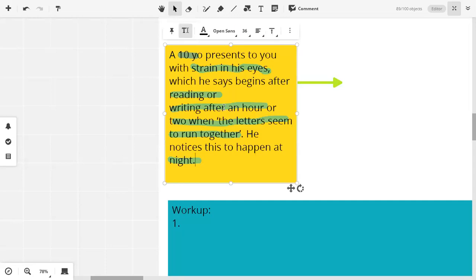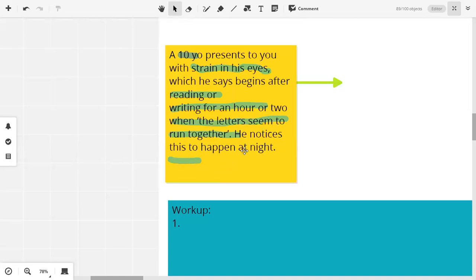Reading or writing for an hour or two, where the letters seem to run together, and this happens at night. So he says that come night time, evening time, after and during that time he's been reading or writing for an hour or two, and after this activity progresses for more than an hour, he notices that the letters in his book or his tablet, whatever text he's seeing, they seem to run together, meaning that they are jumbled together. And due to that, he is experiencing strain in his eyes. He is experiencing asthenopia.